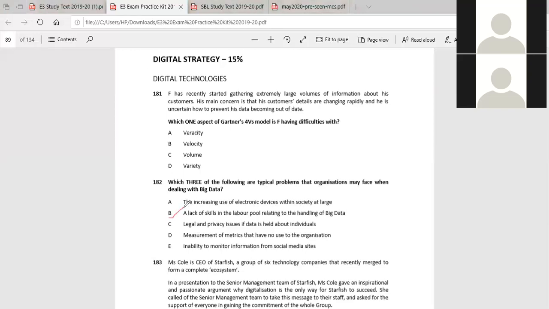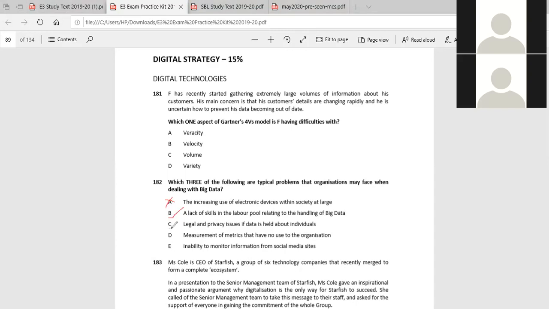Then you say D, you say E, then you say C. The increased use of electronic devices within society at large is a generic statement, it's not a limitation of that. C talks about legal and privacy issues if data is held about individuals. Is that a limitation? Yes.